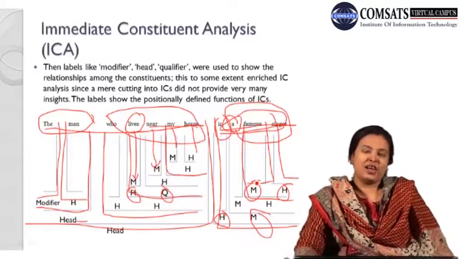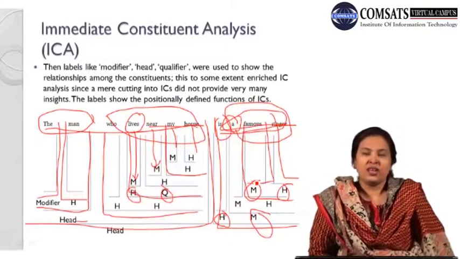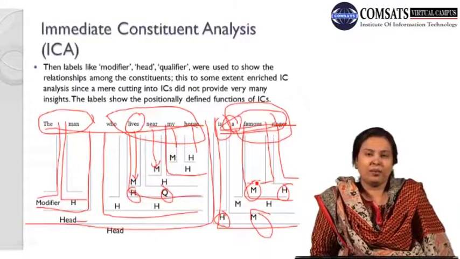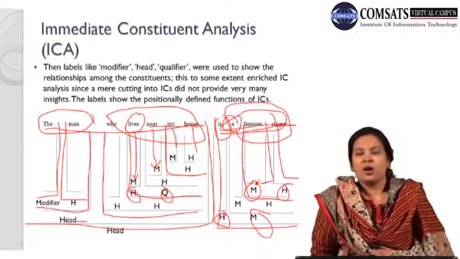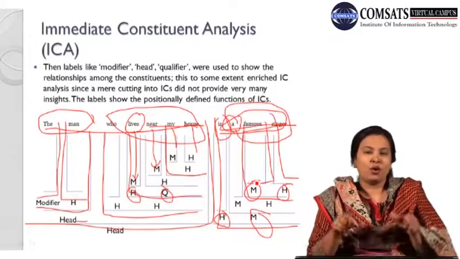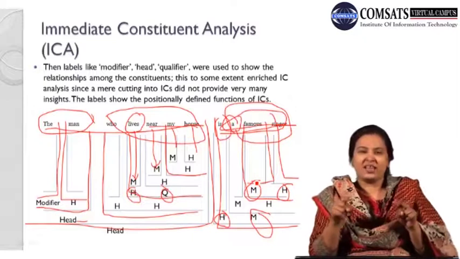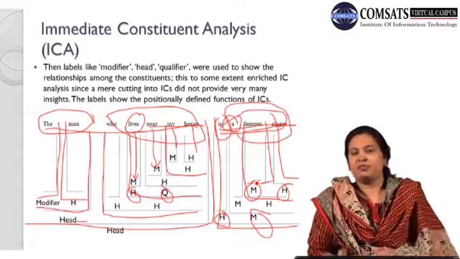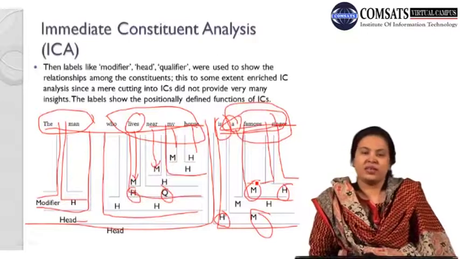So this kind of labeling again divides the sentence till we get the final constituents, the individual elements of the sentence. But this kind of labeling is very important, because it makes the idea of modifiers, heads and qualifiers very clear, and gives you more grammatical knowledge about the relationship between the words. So this was another way to represent structural analysis of sentences.